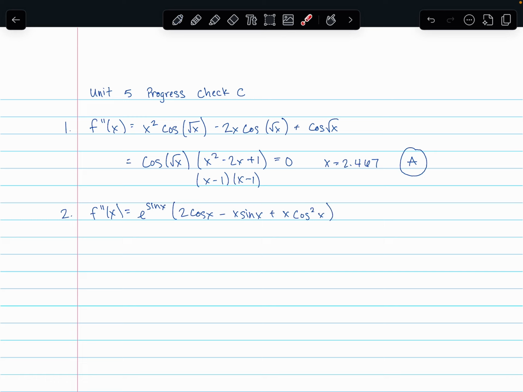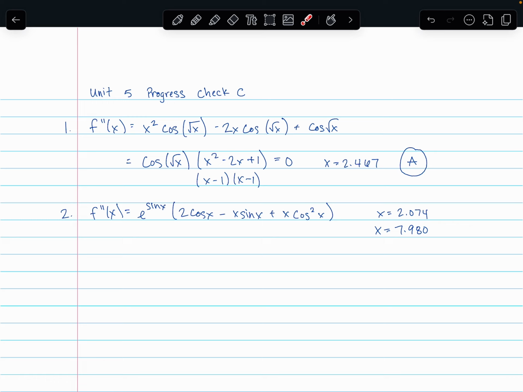The function f has many critical points, 2 of which are at x equals 2.074 and x equals 7.980. So it says that there are many critical points, but here are two of them. Which of the following statements is true? Looking at the answers, I'm seeing local minimum and local maximum.